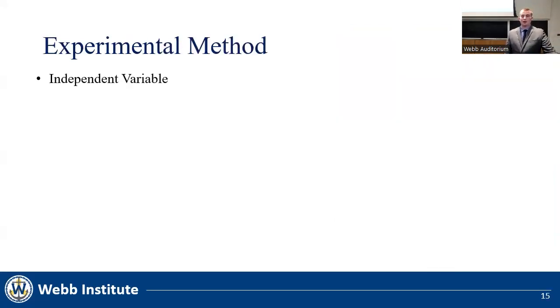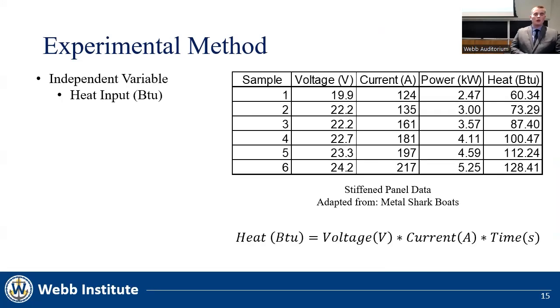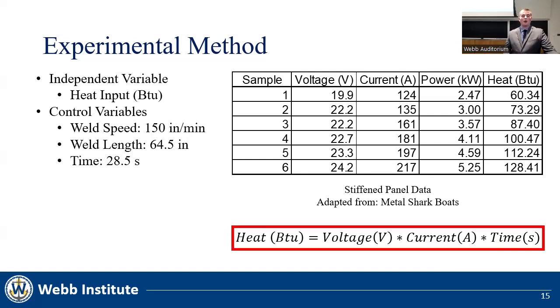Regarding the experimental method, we asked Metal Shark to vary the heat input of each sample, which was achieved by varying the voltage and amperage set by the welder. Since we knew the weld speed and the weld length, which was consistent as the geometry did not change between each sample, we could calculate the time of the weld.